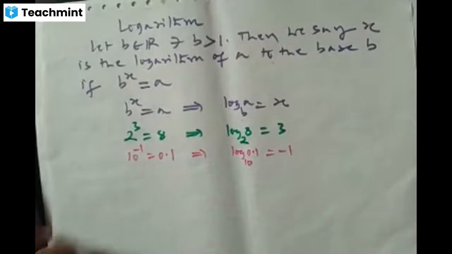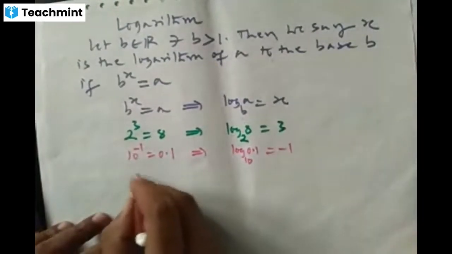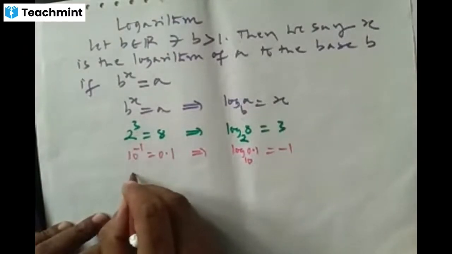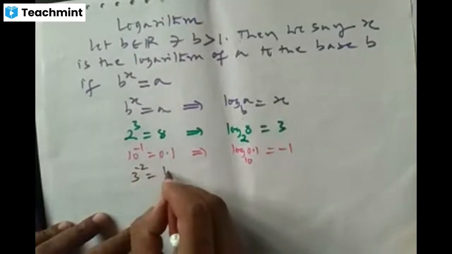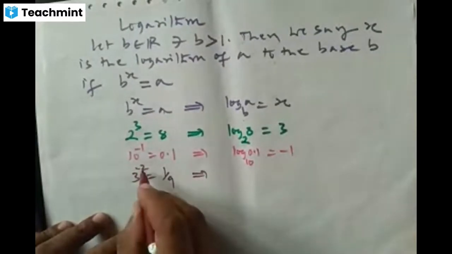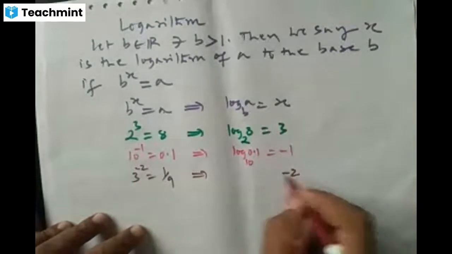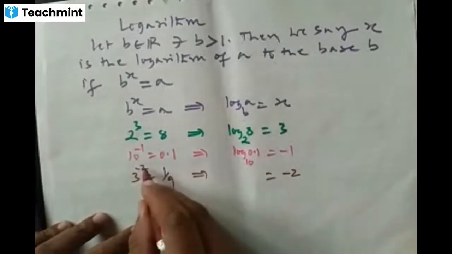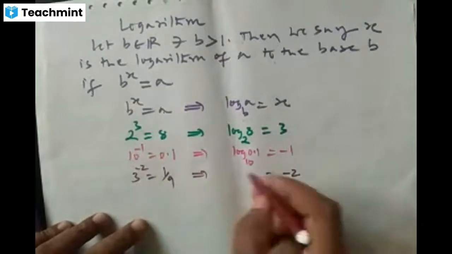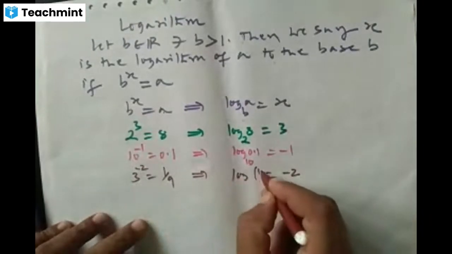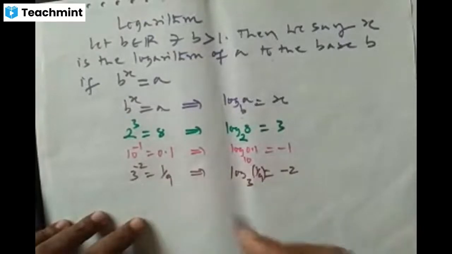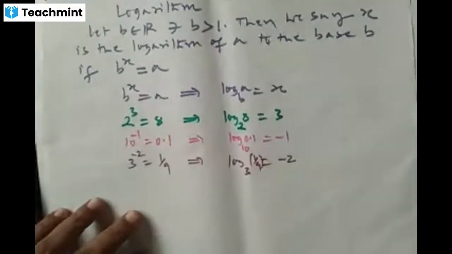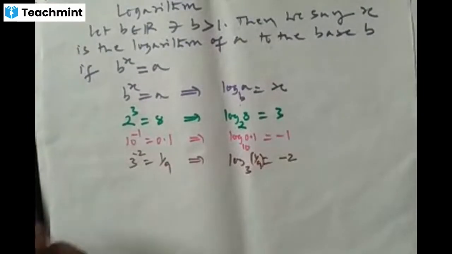Similarly, I'll take one more example. 3 power minus 2 is 1 by 3 square or 1 by 9. Here the power negative 2 is the logarithm of 1 by 9 to the base 3. Okay, and further you have to make a note of this.